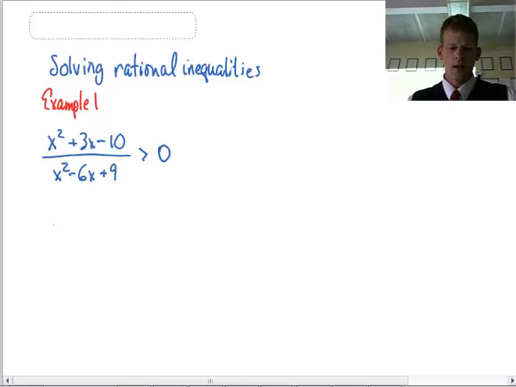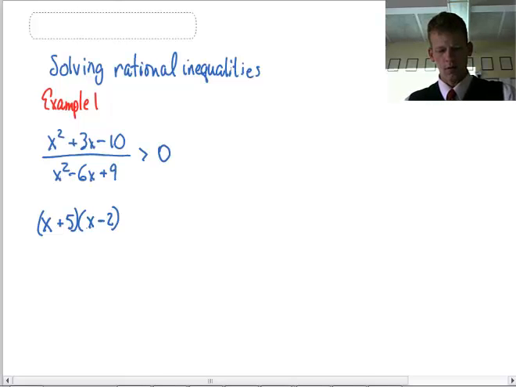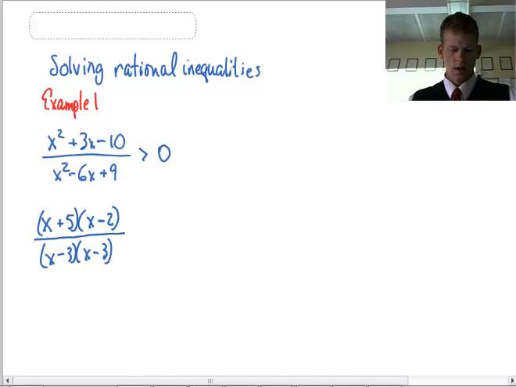And if you recall, we do this by factoring the top. So I'm going to factor the top as x plus 5 times x minus 2. That's in the numerator. And in the denominator I have x minus 3 times x minus 3. That would be a double root in the bottom, and actually that would be one vertical asymptote. So when is that greater than 0?